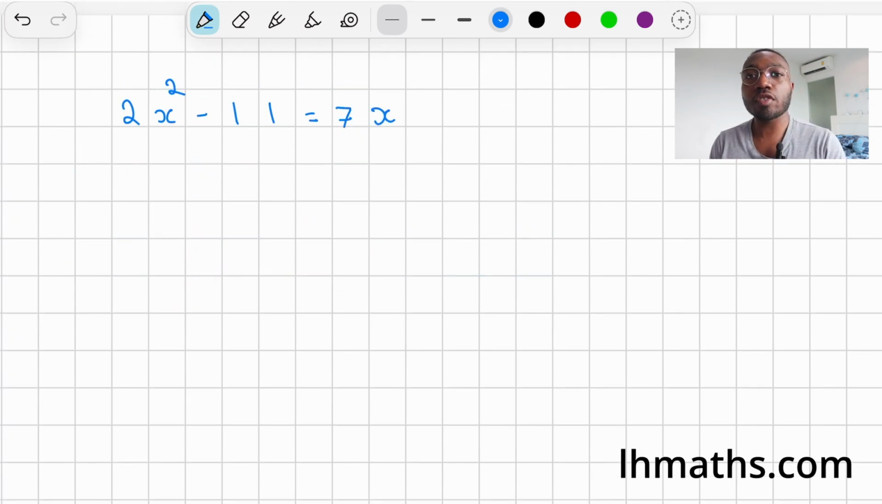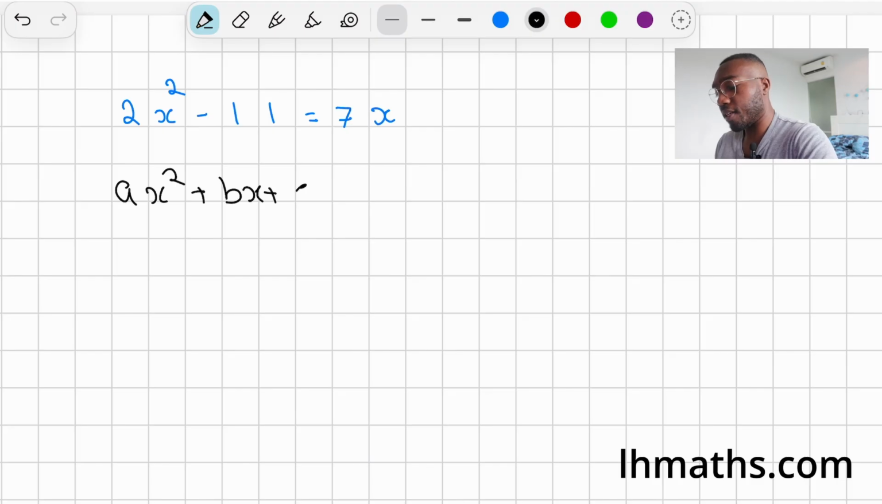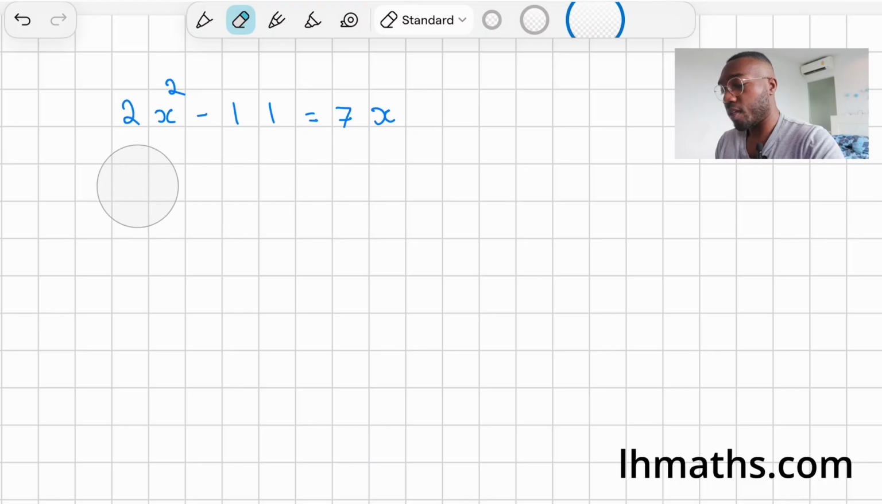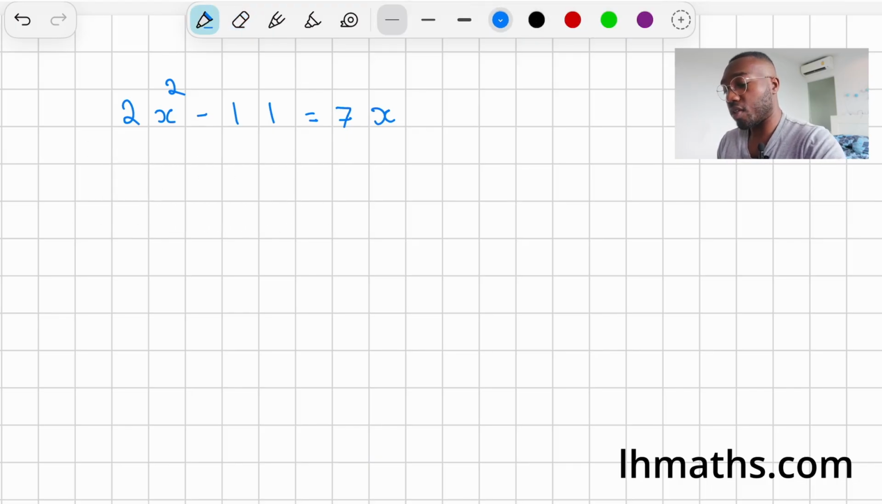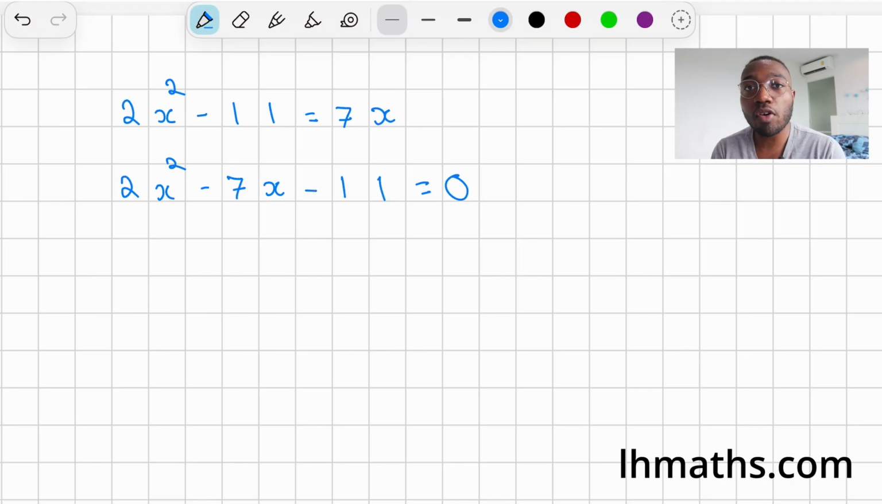Okay, and this will be our last question today. For this question, we need to give our answer to 3 significant figures. So to do this question, again, what we need to do is we want to get it in that form of ax squared plus bx plus c is equal to 0. Because if we get it in this form, then it becomes a quadratic equation which we can solve. So if we try and get this in that form, all we need to do is bring that 7x to the other side. So if we bring the 7x to the other side, we get 2x squared minus 7x minus 11, and now it is equal to 0. So now we can solve this quadratic equation.